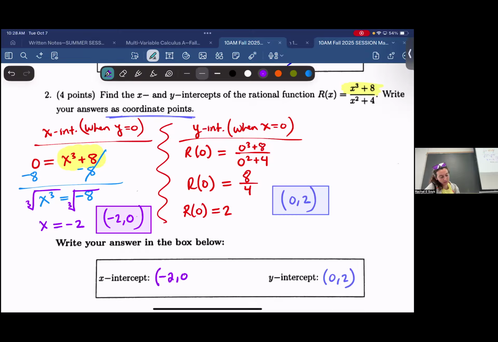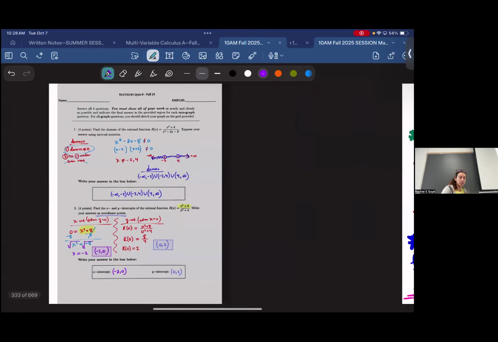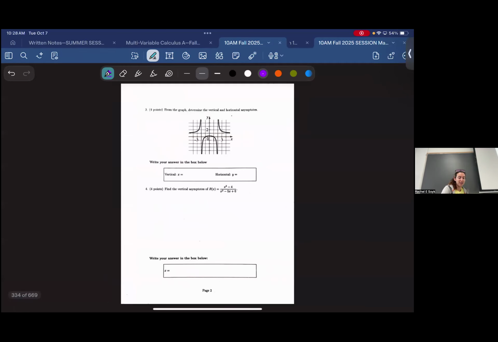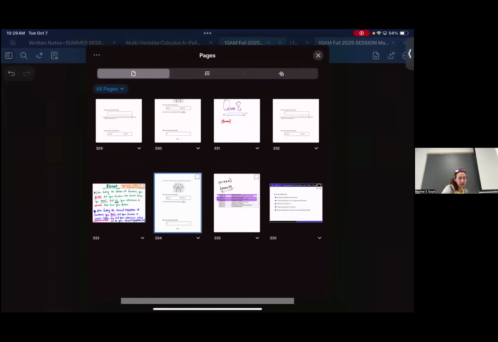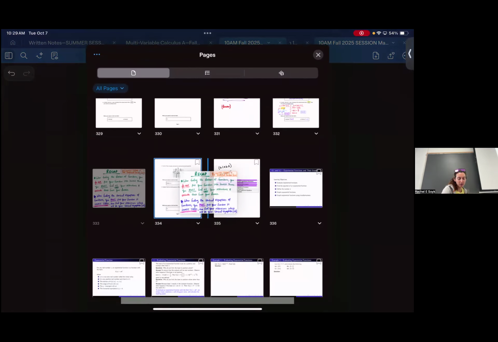Any questions on the first page? Right, let's go ahead and move on to question 3. I should probably move that slide to after the quiz.